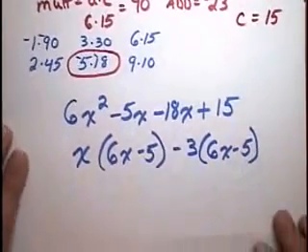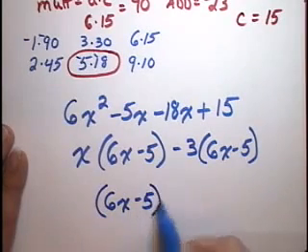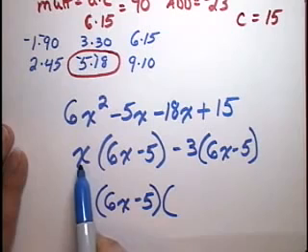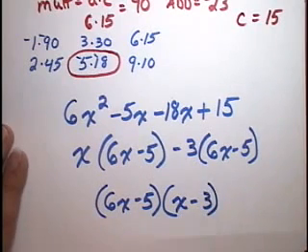So now, one more step and I have the answer. 6x minus 5 can be taken out to leave with the x and the minus 3. Now remember, I can multiply those two binomials together, and I would end up with the original problem of 6x squared minus 23x plus 15.